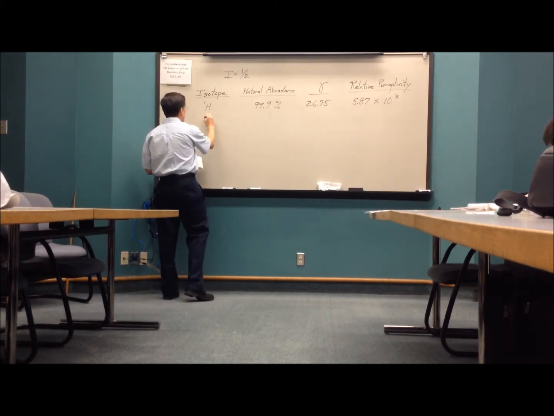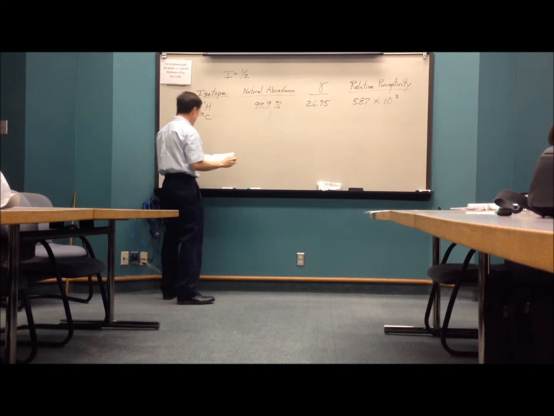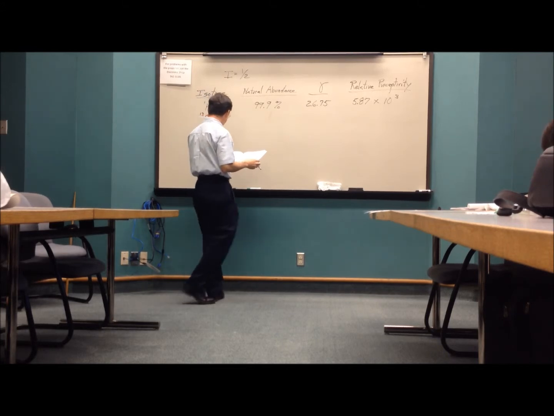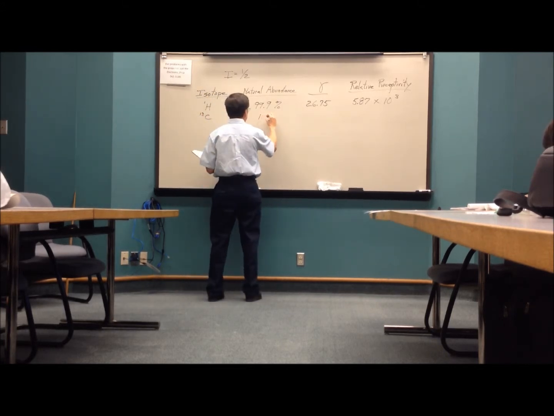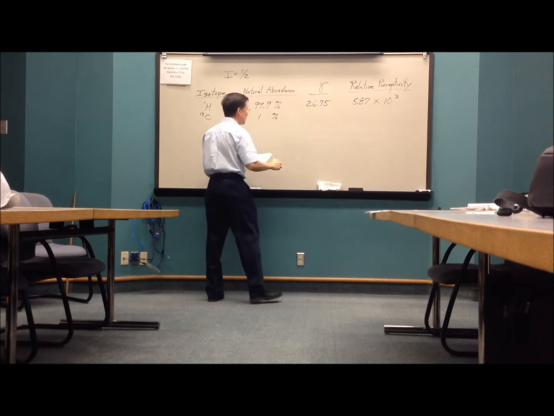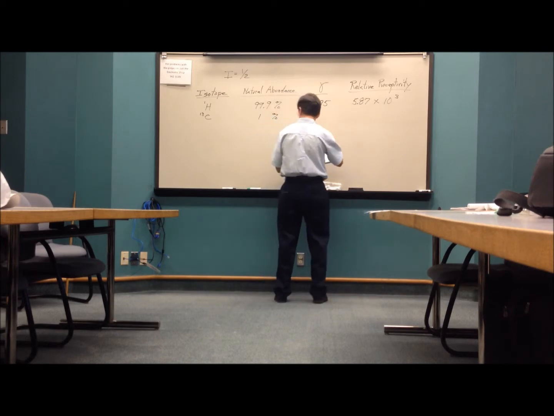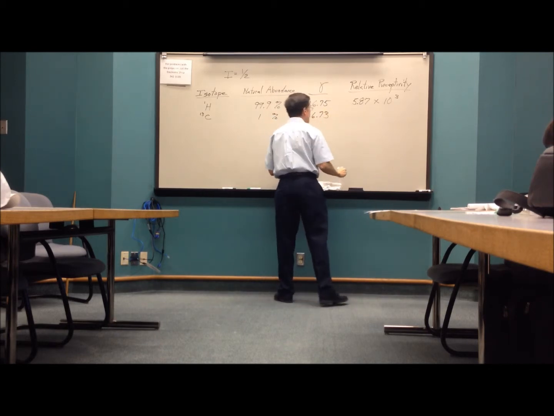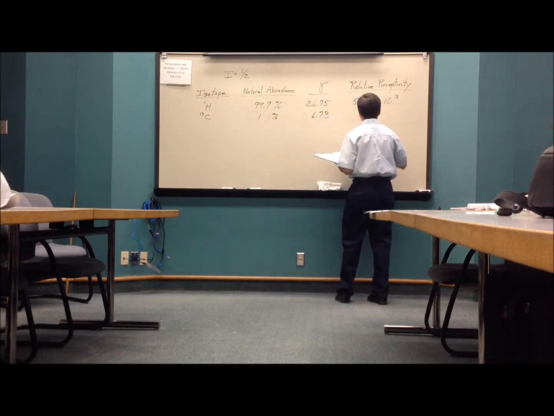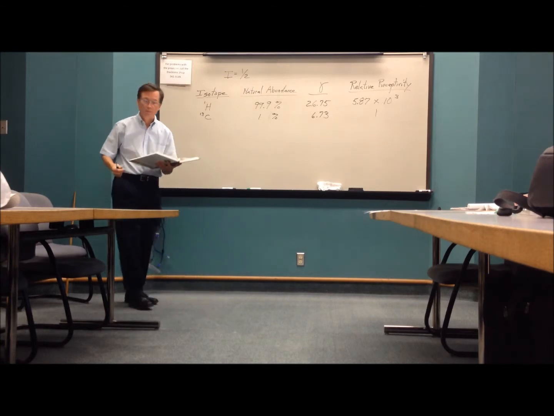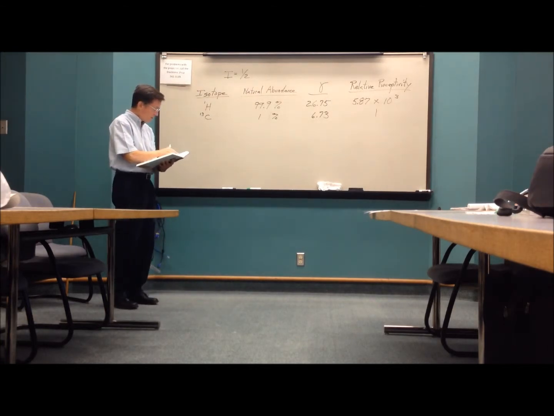Okay, by way of comparison, C13 has an abundance of about 1%. Its magnetogyric ratio is 6.73, and of course it has a receptivity of 1. So these are the two that you're familiar with. We'll take a look at a few other nuclei.